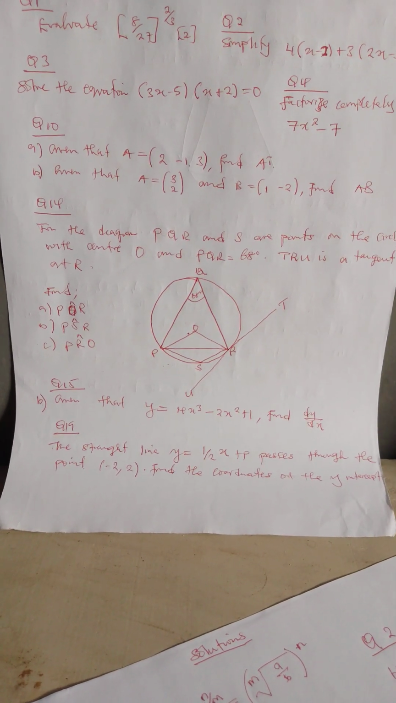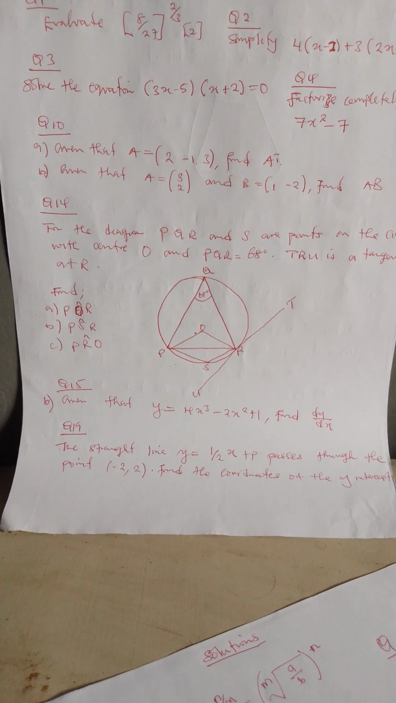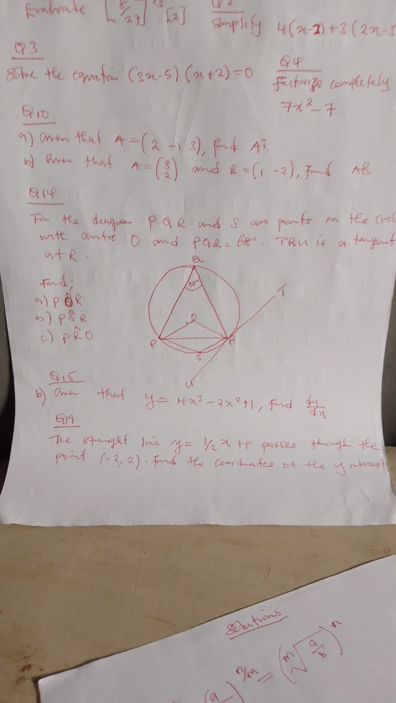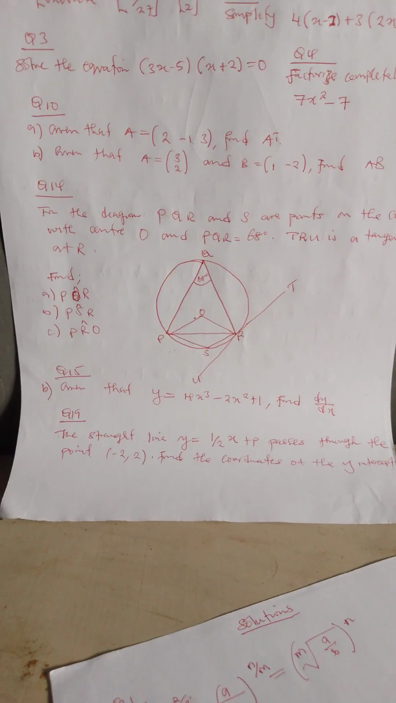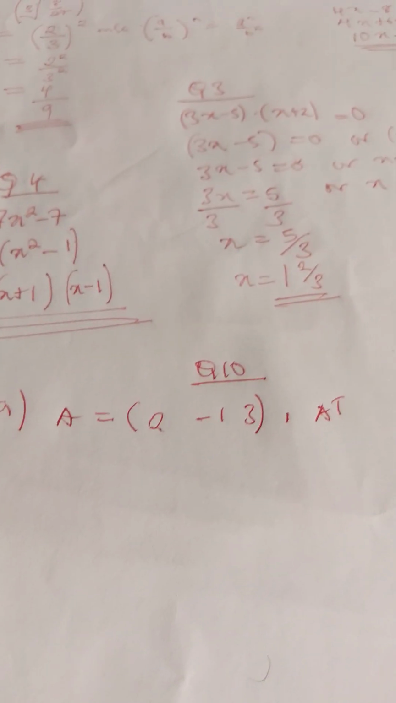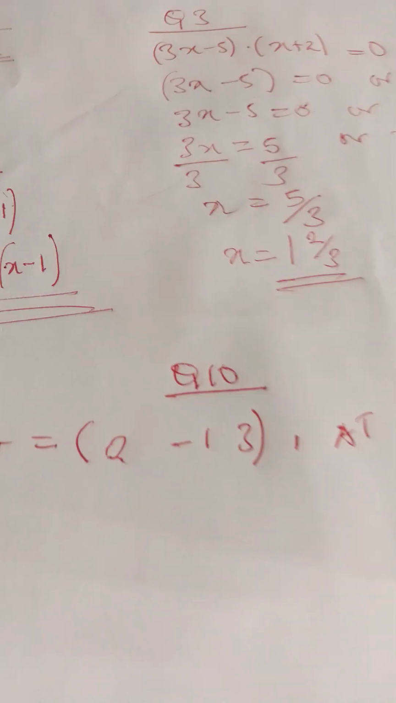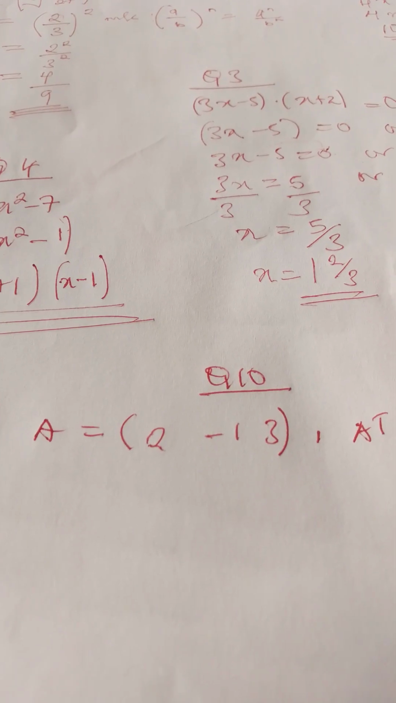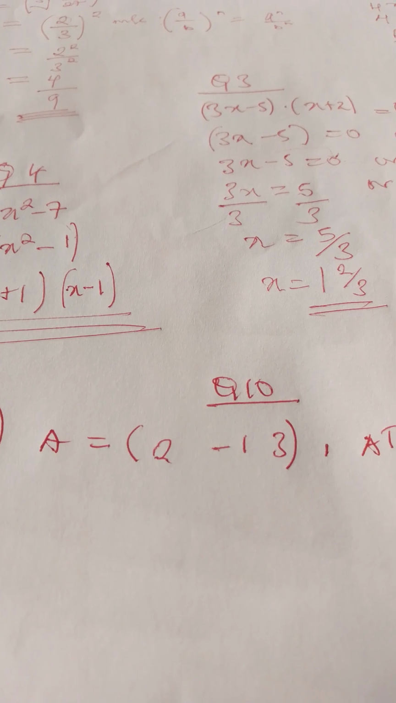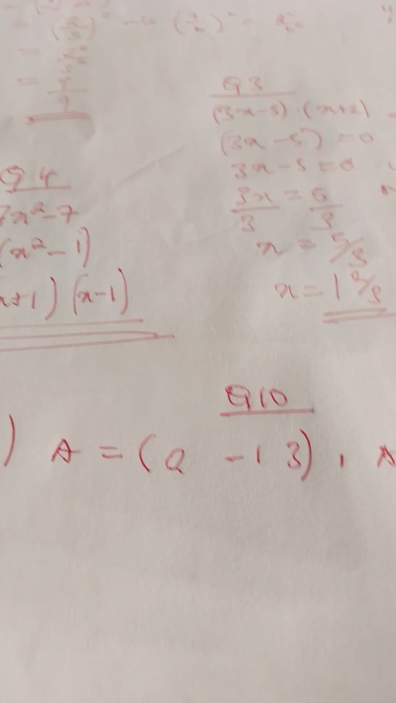Question 1a reads, given that A is equals to 2, -1, 3, then find A transpose. Given that matrix A is equals to 2, -1, 3. So when you are dealing with the transpose of a matrix, what does that imply? It implies that you automatically have to change rows to columns. Just change the rows into columns.